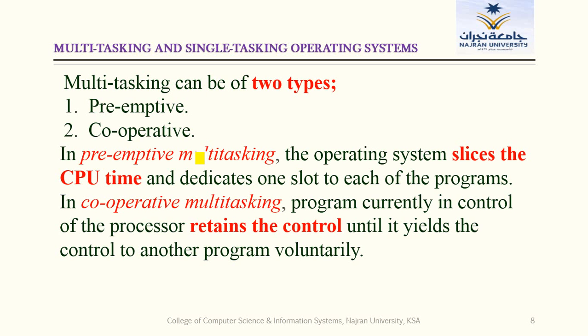And which type of multitasking will it be? It can be preemptive or cooperative. We have seen that in preemptive, the operating system makes small slices of CPU time and dedicates one slot to each program. But in cooperative multitasking, the program which has control of the processor retains the control until it gives the control voluntarily to another program.